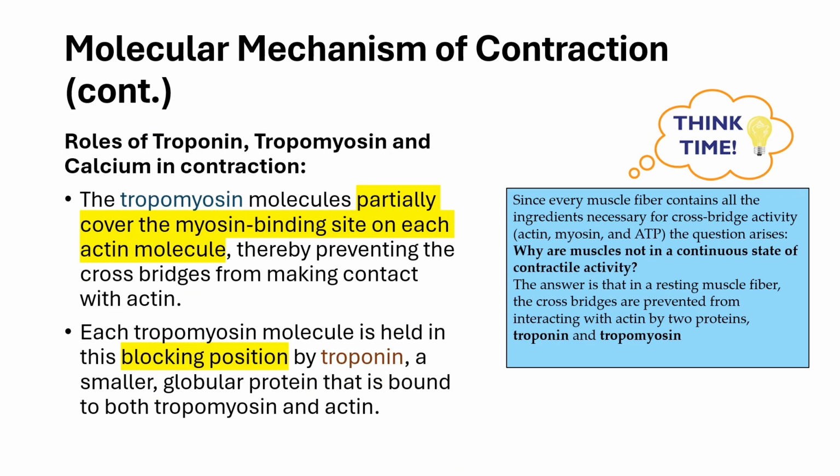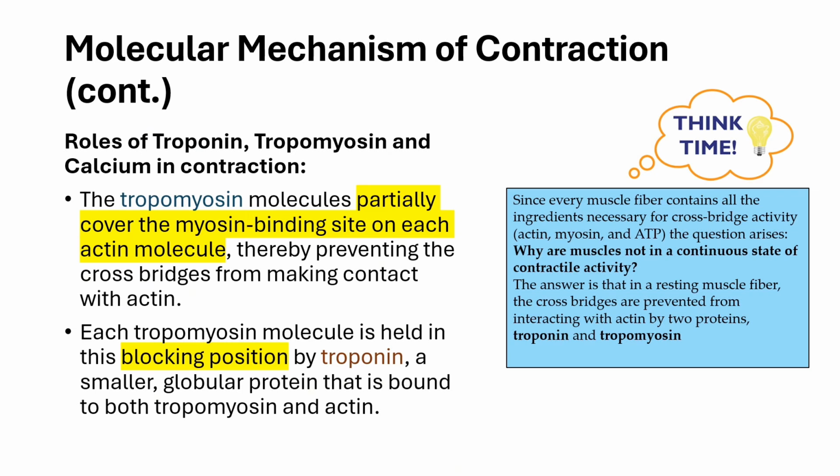So first look at tropomyosin. Tropomyosin molecules act as a regulatory protein that lies along the actin filament. In our resting muscle fiber, these tropomyosin molecules partially cover the myosin binding sites on each actin molecule. This coverage prevents the myosin cross bridges from making contact with actin, and it will effectively block muscle contraction under normal resting conditions. But there is more to the story.